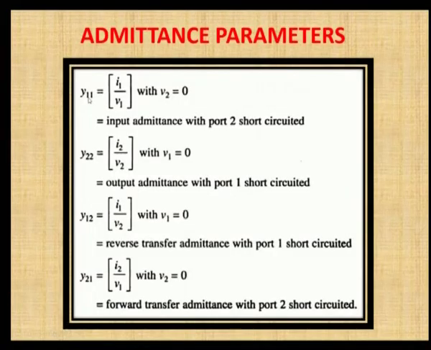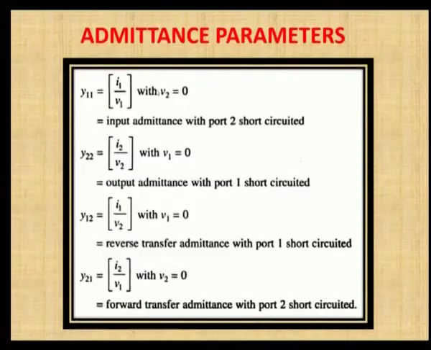If you want to write the equation for y11, y11 will be given as I1 by V1 with V2 equal to 0. How will you get this equation for y11? So, as I said, the input and output voltages are independent, and the input and output currents are the function of these two voltages. So, how will you write the equation for I1?